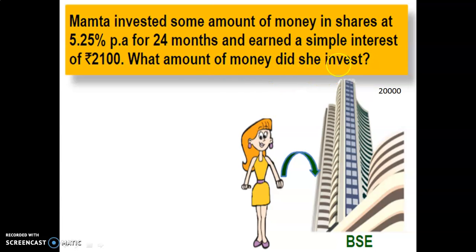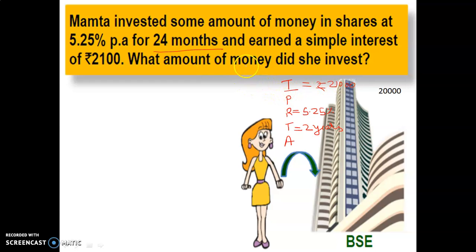Again, let me list out the letters that we have learned. Okay. Interest, P, R, T, A. Now tell me, 5.25% represents R. So here we have no doubt. Then for 24 months, how many years do I have in 24 months? It is 2 years. Very good. Then 2,100. It is simple interest. Rupees 2,100. So what should I find now?